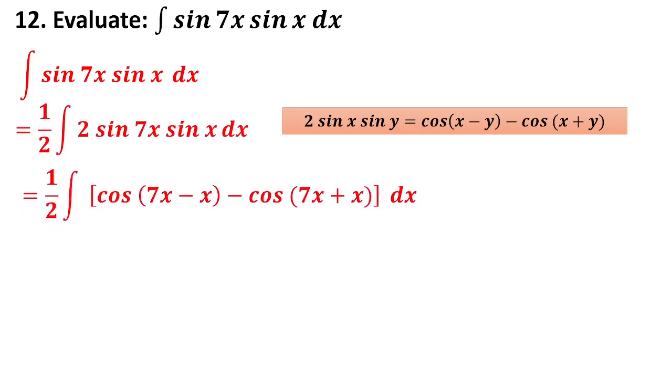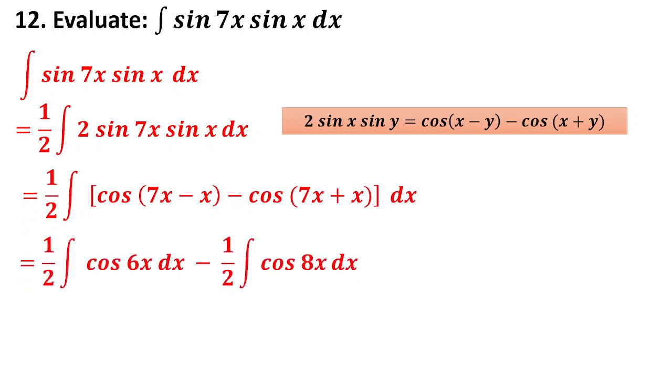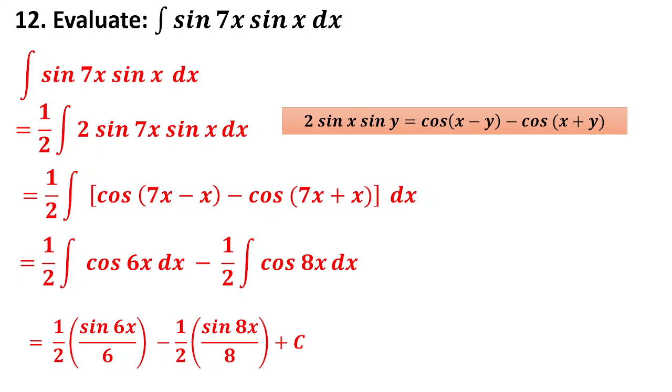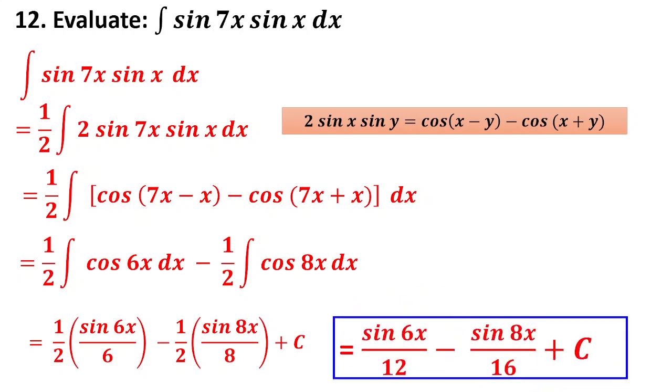Now you get cos of x minus y, that is 7x minus x, minus cos of x plus y, that is 7x plus x. You got cos 6x minus half into cos 8x. Direct integration. Cos 6x integration is sin 6x by 6. Cos 8x integration is sin 8x by 8. Very simple problem, direct problem.